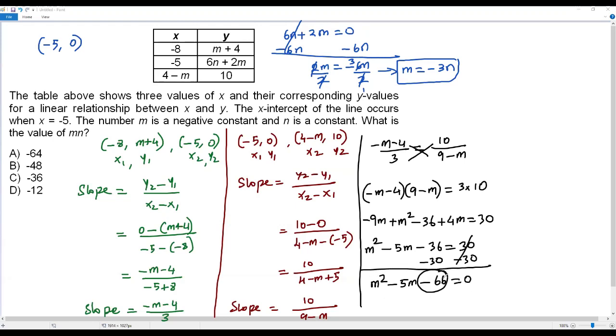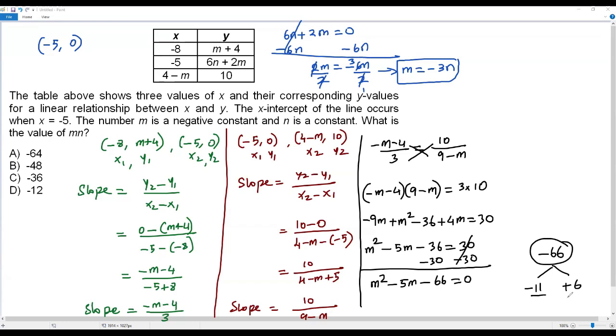For that, we have to multiply this constant of negative 66 by the coefficient of m squared, that is 1. So 1 times negative 66 is just negative 66. Now I have to get two factors of negative 66, so that the product of the two factors equals negative 66, and the sum of the two factors equals the coefficient of m, that is negative 5. I think negative 11 and positive 6 will work. When I multiply negative 11 and positive 6, I'm getting negative 66. When I add them, I'm getting negative 5, which is the coefficient of m.